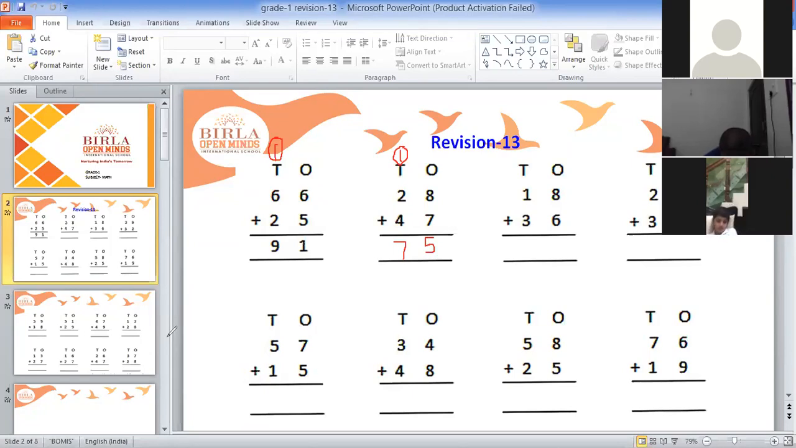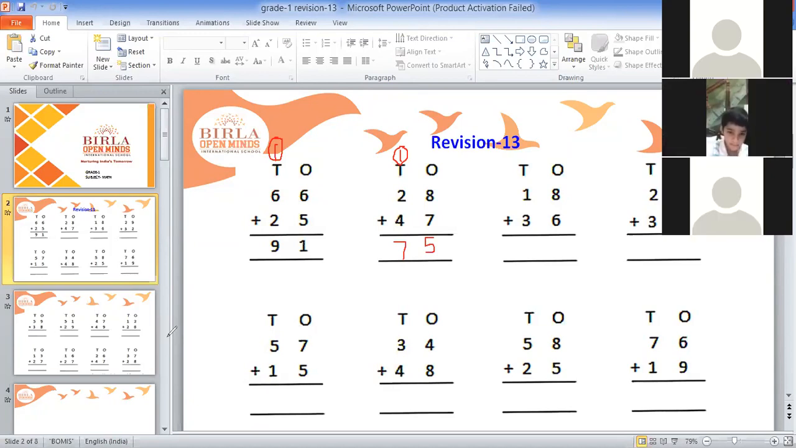Okay. Siddharth, unmute yourself. Yeah. Now read the third question. 18 plus 36. Okay, fine. So now tell me, what are the numbers in ones place? 8 and 6. Very good. So now tell me 8 plus 6, how much? Start counting after 8 and count forward 6. 14.